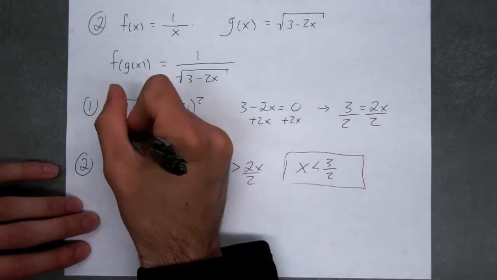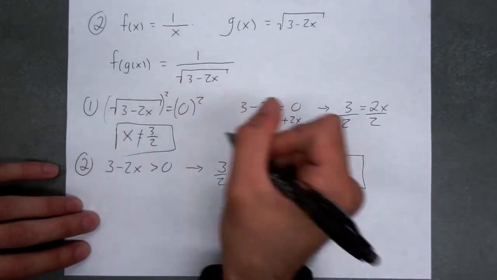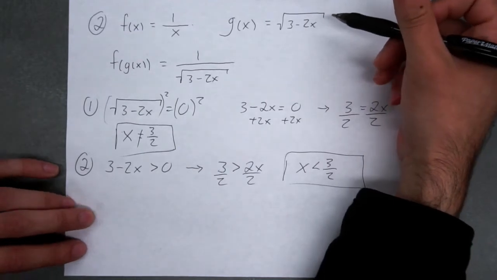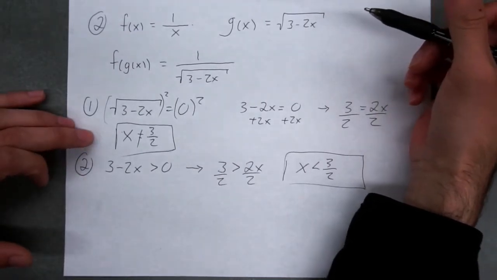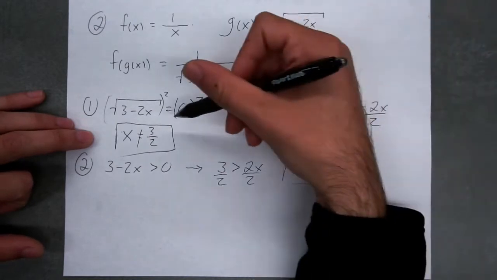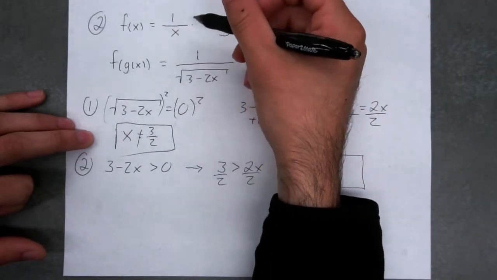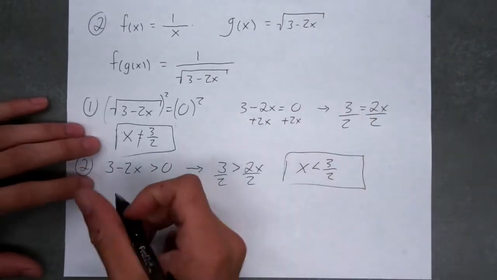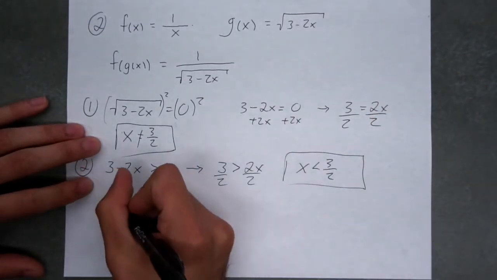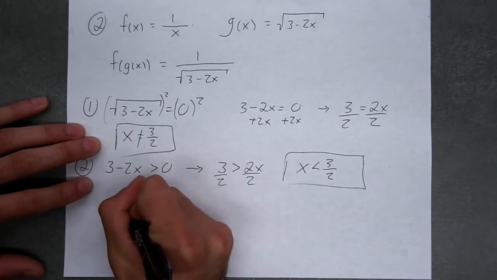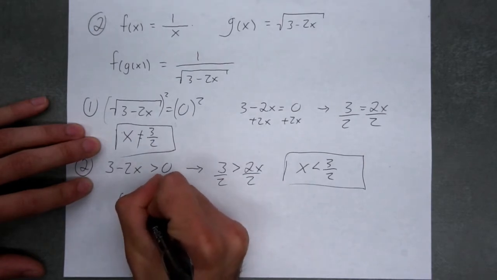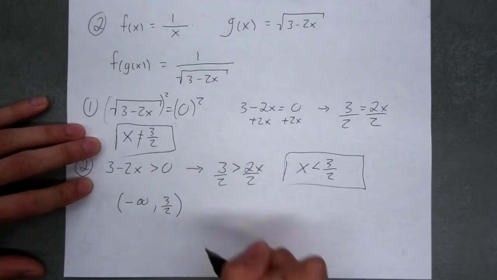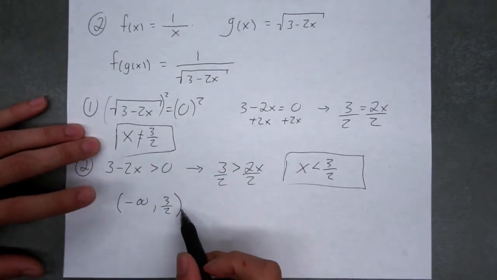So when x is less than 3 halves, we have a positive number within the radical. And when x is equal to 3 halves, we have a 0 in the denominator, which is not in the domain. So in interval notation, we say that x is from negative infinity to 3 halves, but not including 3 halves. That's why we have the parentheses.